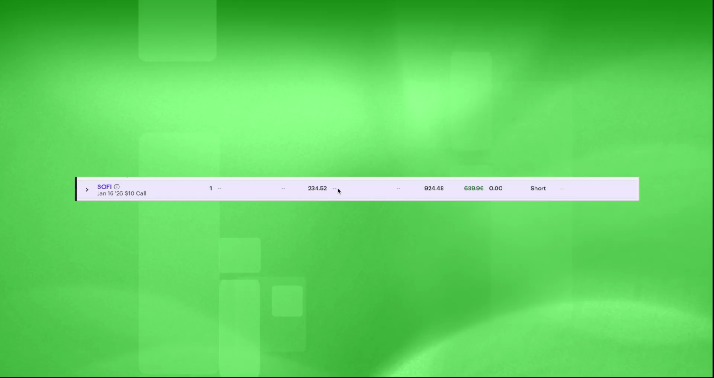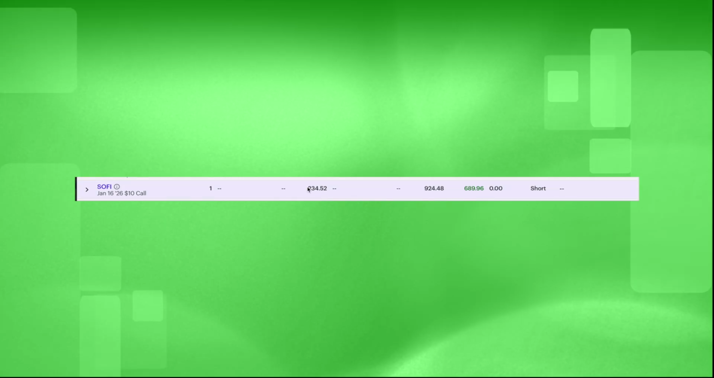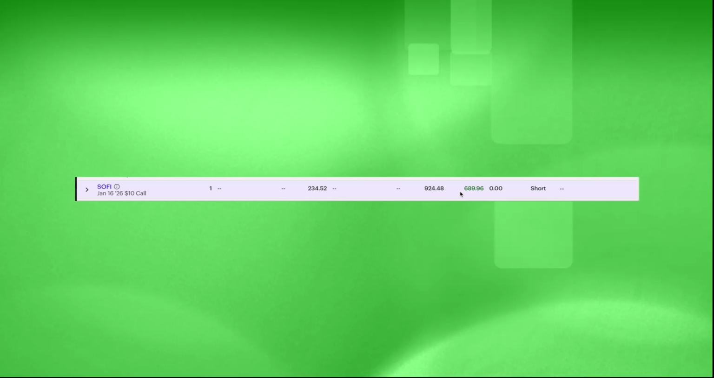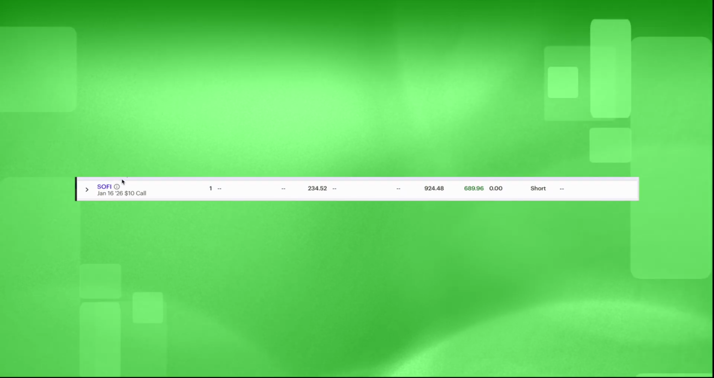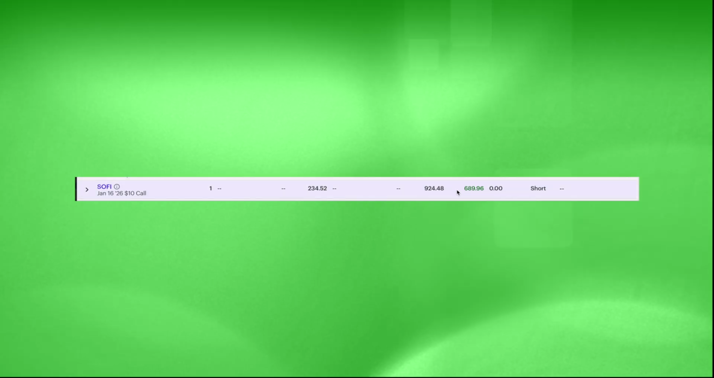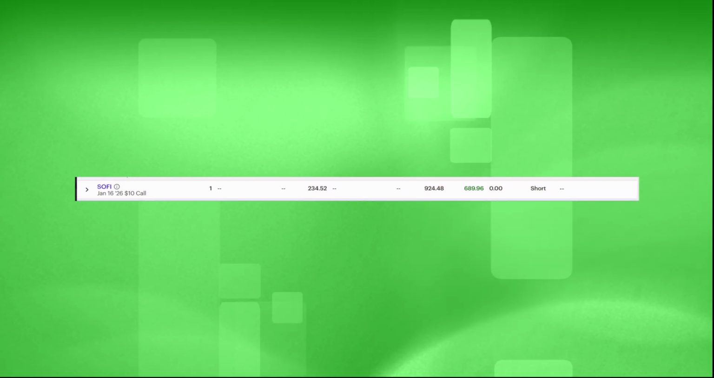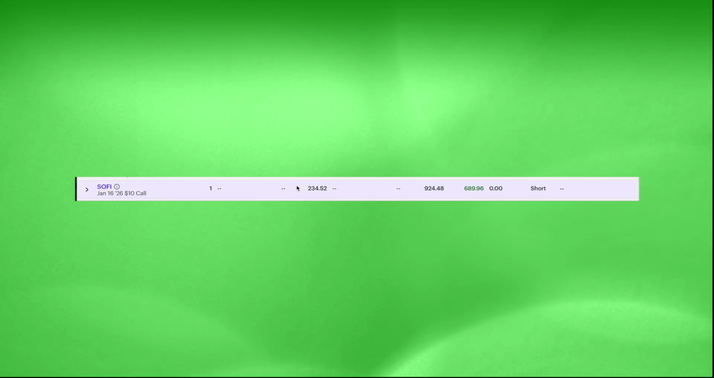So in this example, in the SoFi example, I made 300%. I only invested $234 and I made $689. And this one was in about 2 months. So as you can see, you only need a couple $100 to make big money. This was a 300% return. And to be honest with you, I sold this way too early. I should have kept it because this would have been a 700% return. But because I sold it too early, I only made 300%. But that's fine because I'll catch the next one.